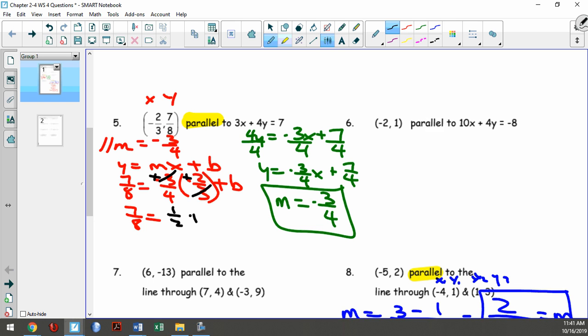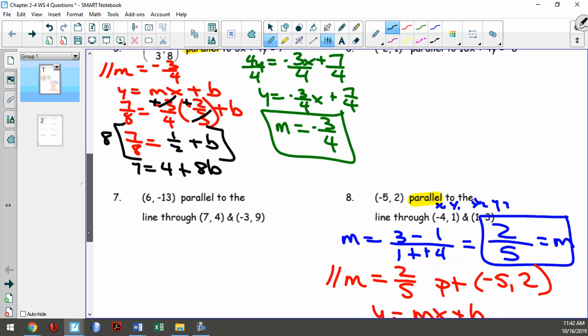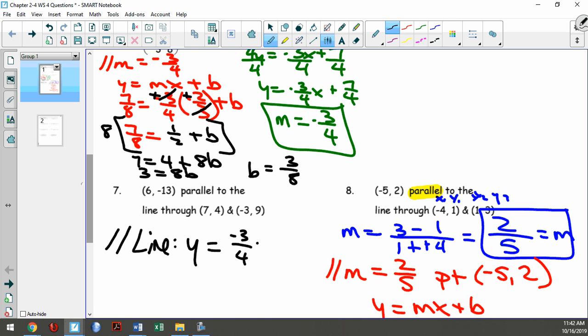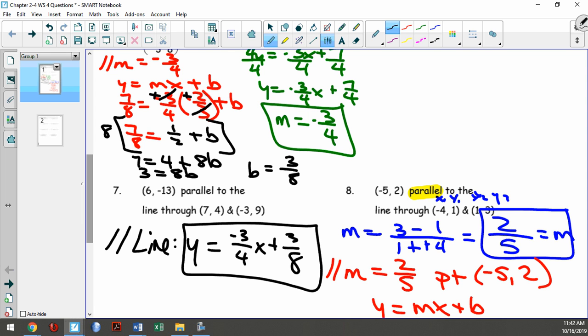1/2. So now I'm going to simply multiply everything by what? 8 to get rid of the fraction. So 7 is equal to 4 plus 8b. And what am I going to do there? Subtract 4, and that's going to give me 7 take away 4 is 3. And then that means b is going to be equal to 3/8. So my parallel equation is y is equal to -3/4 x plus 3/8. That was 5. Yes?